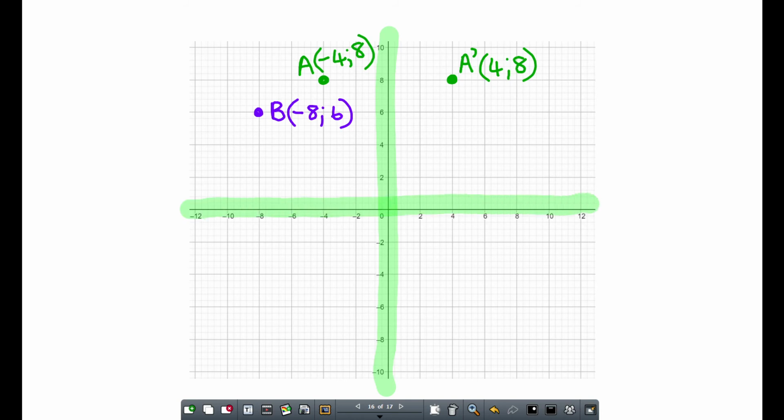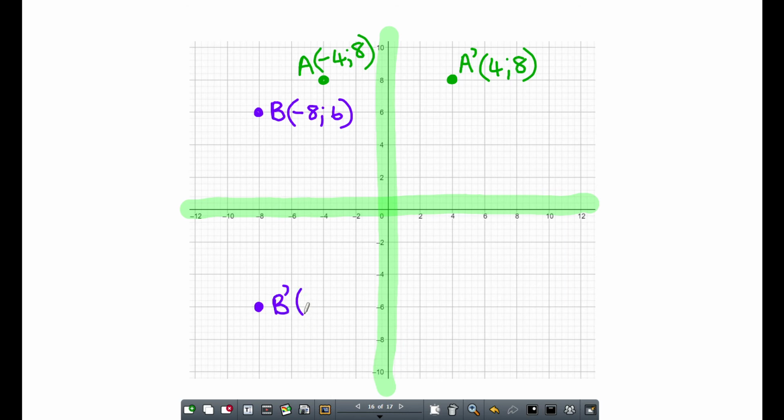So whatever was at the top, I will reflect to the bottom. Or if I had something at the bottom, I would reflect it to the top. Who wants to guess my new B value? -8, -6. Yes, so -8 and -6 over here will be my new B.